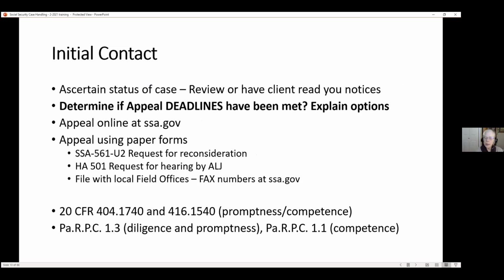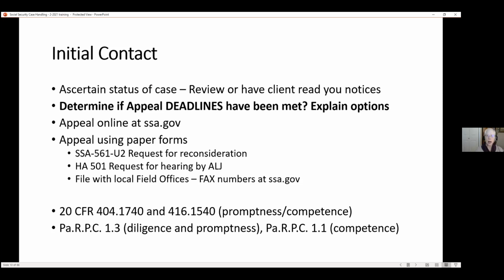Okay, initial contact with the client. The first thing you do, if you have them on the phone, or if a paralegal or whoever is the first person that speaks to them, the very first thing you have to do after you figure out that it's an SSI or disability insurance benefits (DIB) case is ask, what stage are you at? What is the last notice you got?